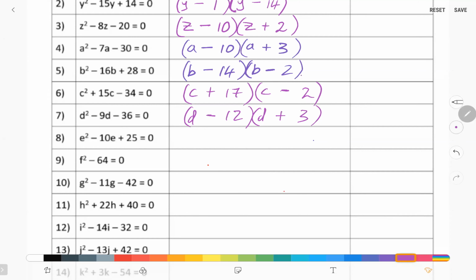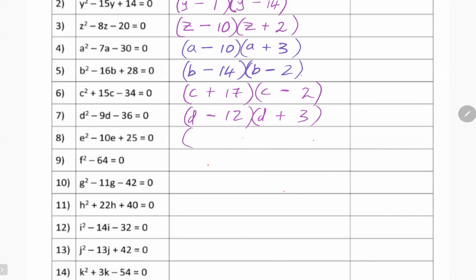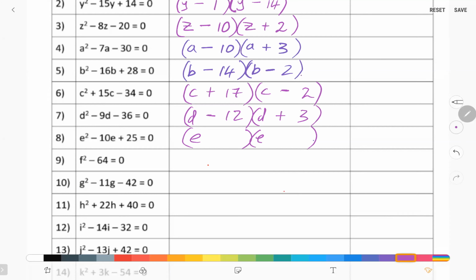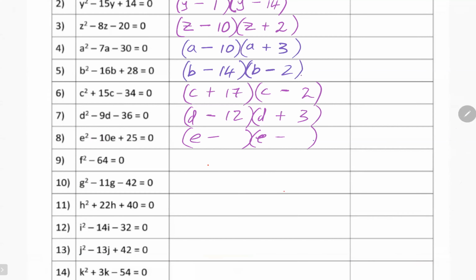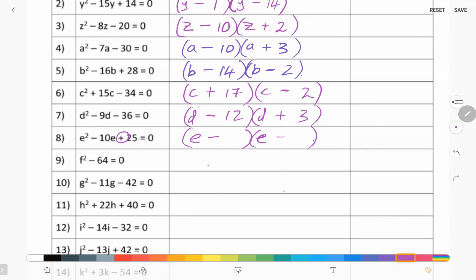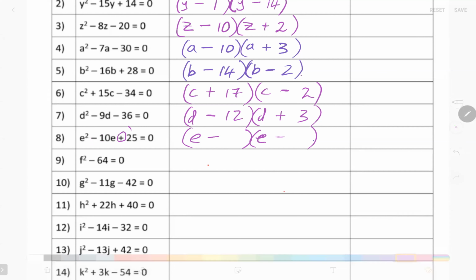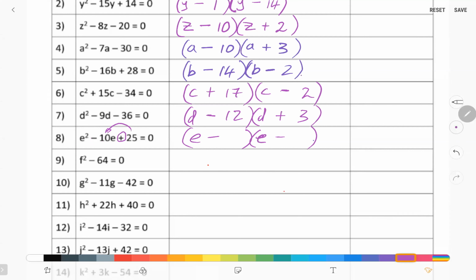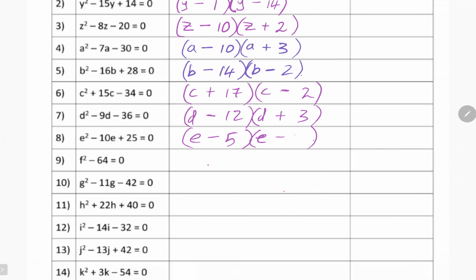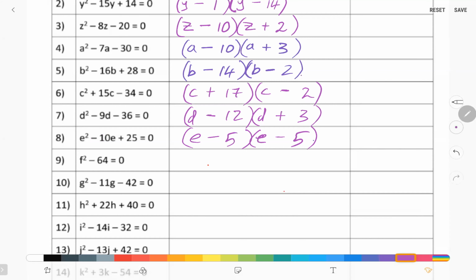Again, the first term is e squared, so I can factorize it quick and fast. Bracket, bracket, bracket, bracket. E and E. This tells me that the two signs in the bracket are the same. This tells me that they are negative. So negative, negative. And then I must add the factors of 25 that add to 10. Factors of 25 that add to 10 are 5 and 5. Right? So I put in 5 here and 5 there. Done. That's it. 5 and 5. Factors of 25 that add to 10.